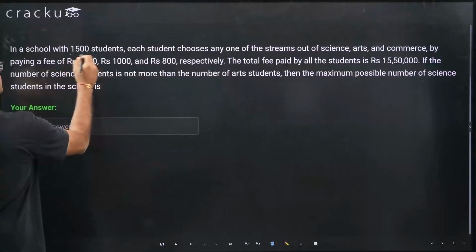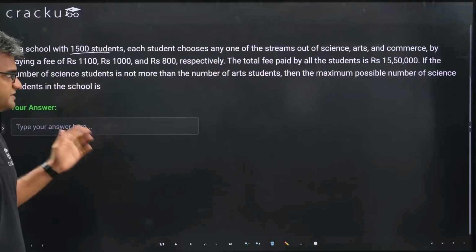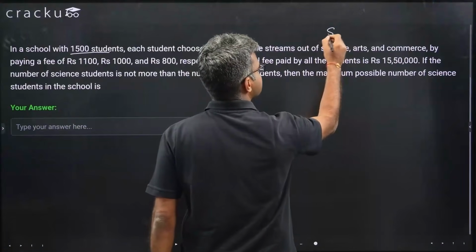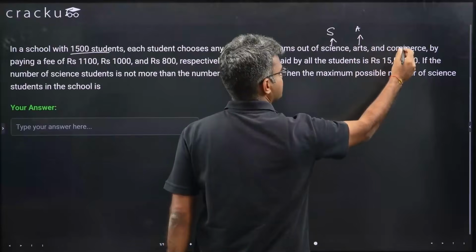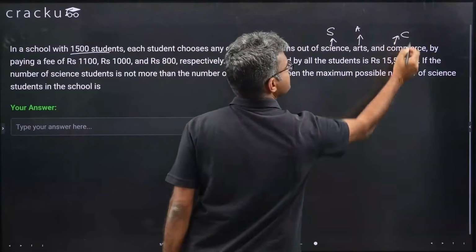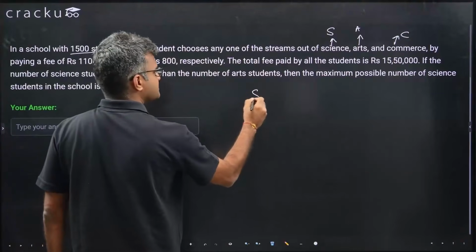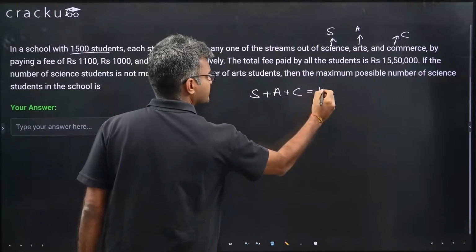Hi friends, in this question we are told that there are 1500 students and they choose one of the 3 streams, which is science. Let us assume that the number of students who chose science is S. Arts, let us assume that the number of students who chose arts is A. And commerce, let us assume that the number of students who chose commerce is C. So S plus A plus C is equal to 1500.